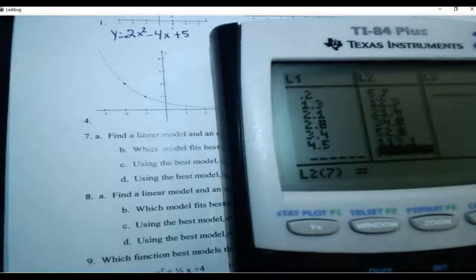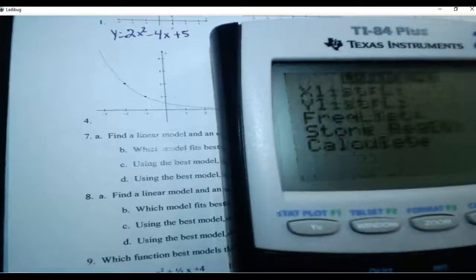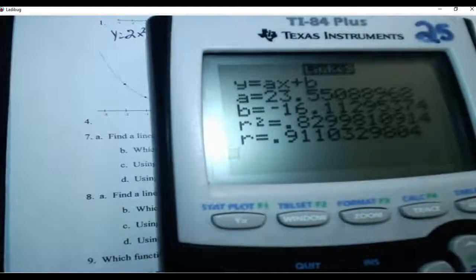Now the good thing about these is that you only have to type in your table one time, and then you can find all of the models from your one table. So we want a linear and an exponential. So let's do linear first. So we go to stat, over to calc, linear is number 4, enter, enter, enter, enter, enter, and there it is.